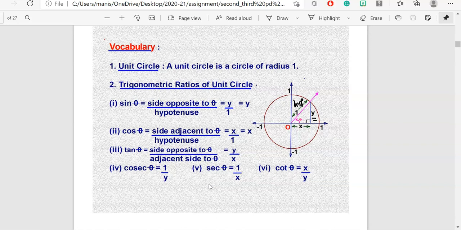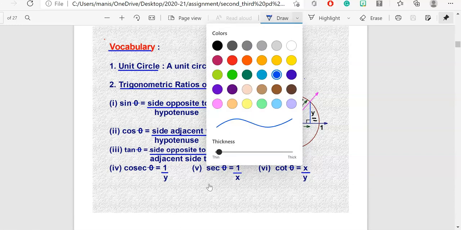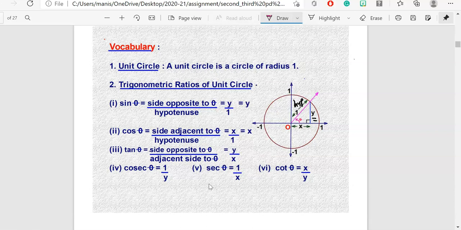Okay, this is some vocabulary in regards to the unit circle. What is a unit circle? A unit circle is a circle of radius 1. That's your unit circle. So if I have a radius, this is my radius of one unit, and if I'm trying to draw a circle, okay, this is not a circle, but we'll pretend it's a circle over here.